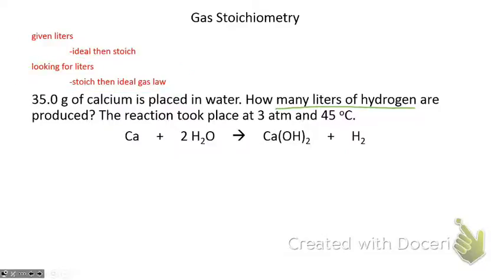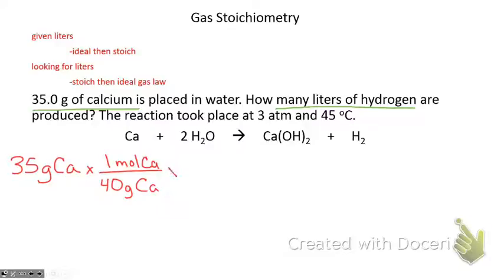So here we go. I'm going to start with 35 grams of calcium because that's what they give me in the question. The first thing I'm going to do is convert to moles. It's always useful for me to convert to moles because I can look at my mole ratios from that point. 40 grams of calcium for every 1 mole. Awesome. Where did I get that number 40 from? That's the molar mass off the periodic table.